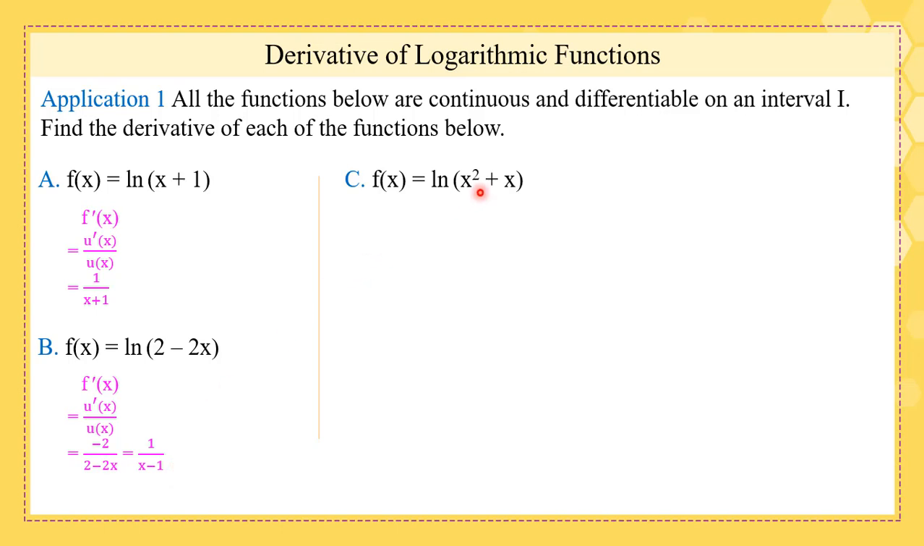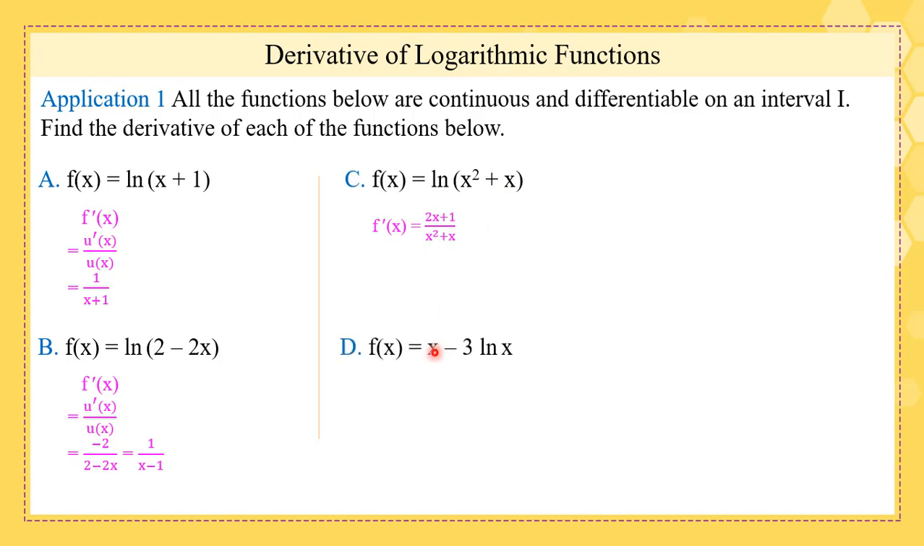f of x is ln of x squared plus x. This is also ln u. Try to do it alone. So f prime is u prime over u, which is 2x plus 1 over x squared plus x.